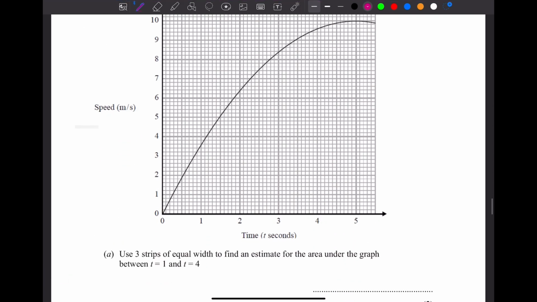3 strips, okay, make sure equal width from 1 to 4. So 0 doesn't count, from 1 till 4. Normally we think the first one is a triangle, but they cleverly said don't do the first strip, because normally it's like a 4 strip at that point. But they just only do 3 strips. So this is your first strip, second and third strip.